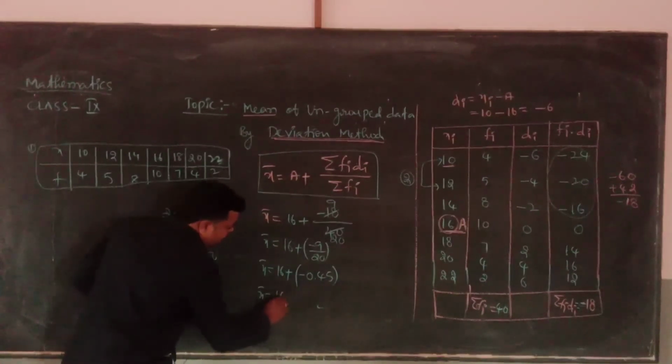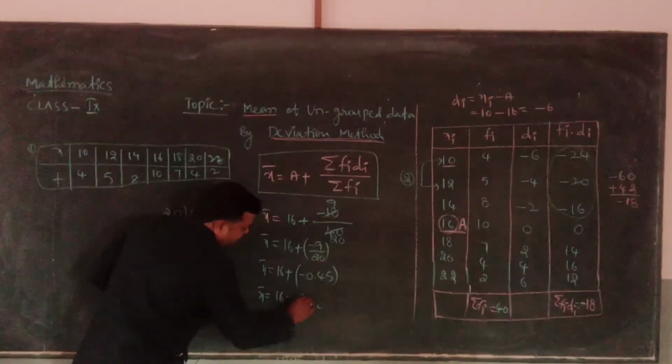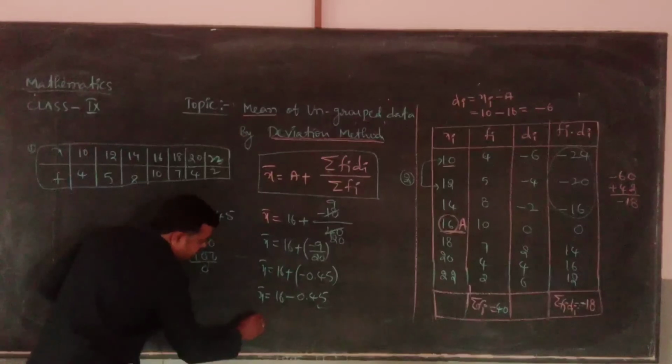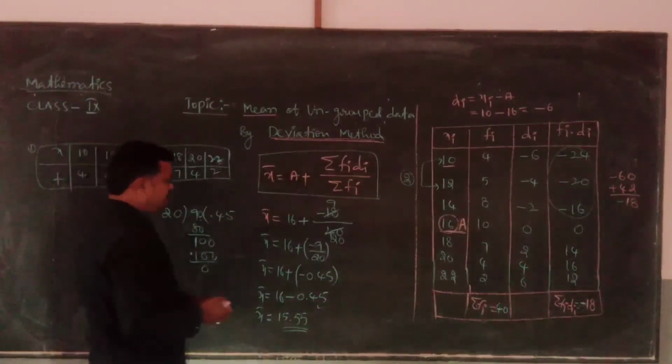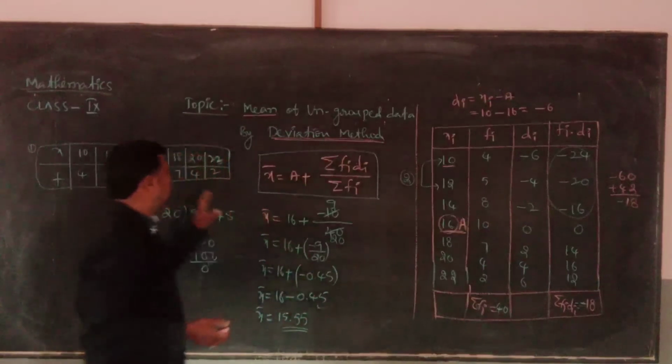X bar is equal to 16 minus 0.45. X bar is equal to 15.55, which is the arithmetic mean of the given observations.